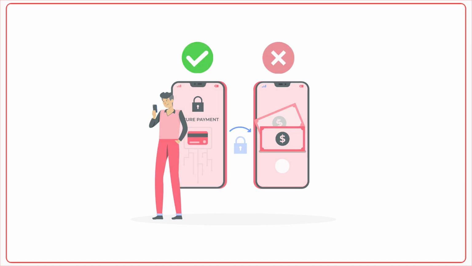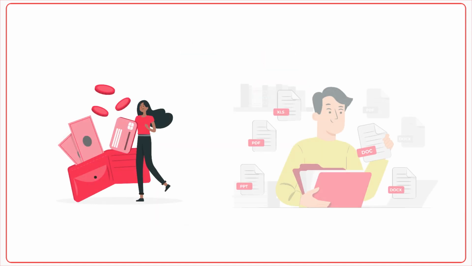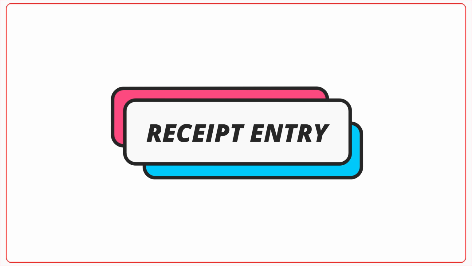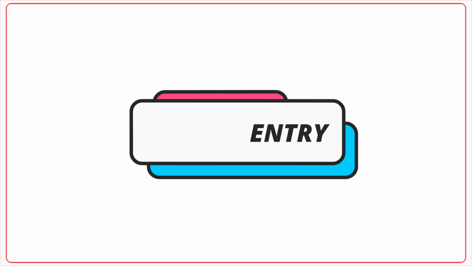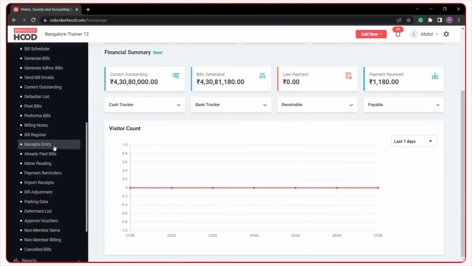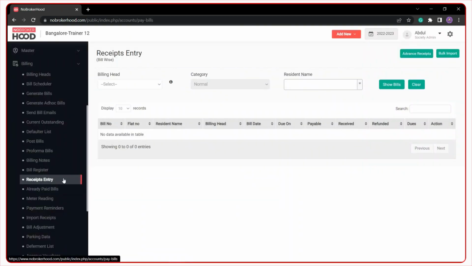In an offline mode of payment, the admin has to make a receipt entry and record the transaction. To do this, we have an option called Receipt Entry in the ERP dashboard. Open the dashboard, and under the Financial section, in the Billing tab, you will find the Receipt Entry option.